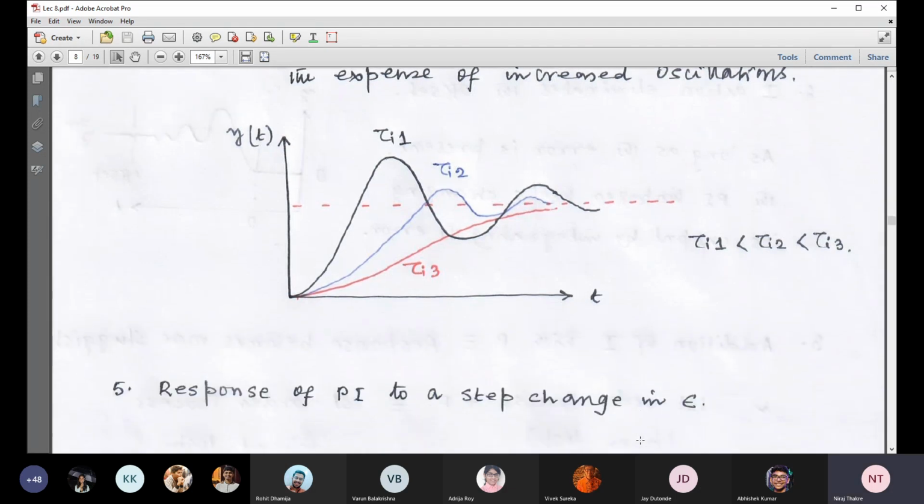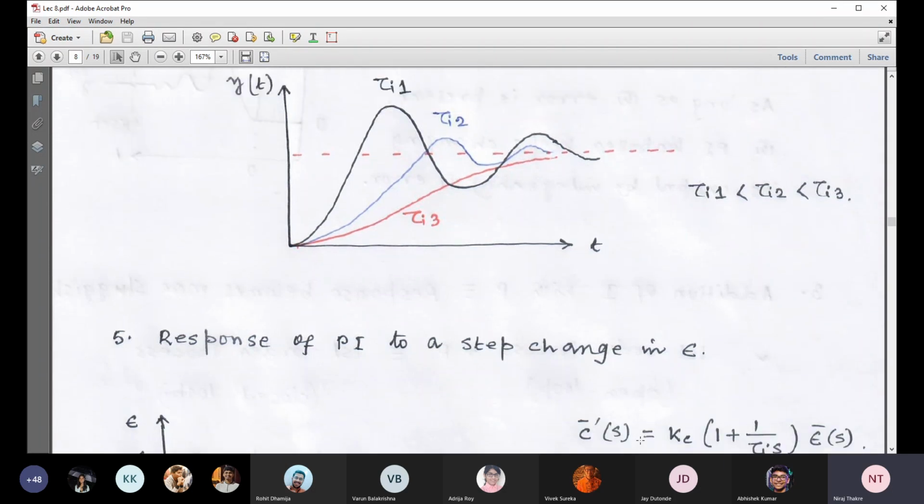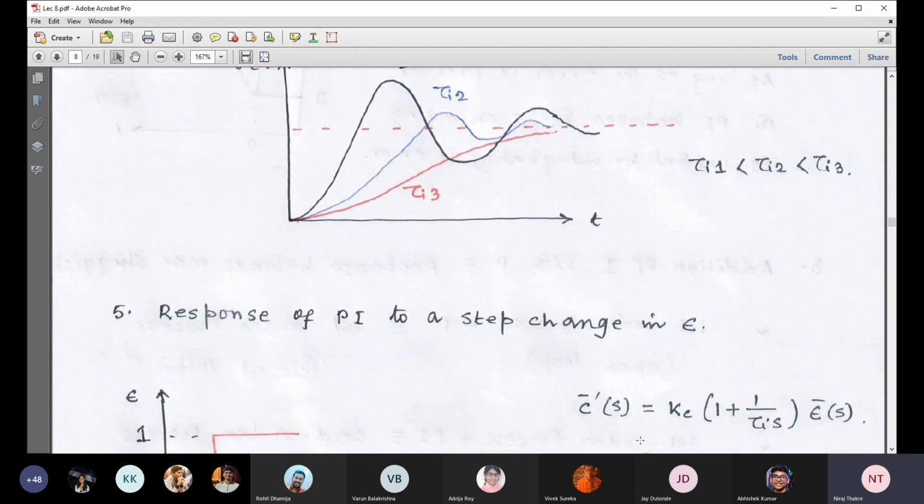Yeah, next point is this one. We have a PI controller equation. I am showing you again. This is the controller equation in Laplace domain. Now we want to introduce a unit step change in error signal. Then take the inverse of Laplace transform and let me know the expression of C prime.